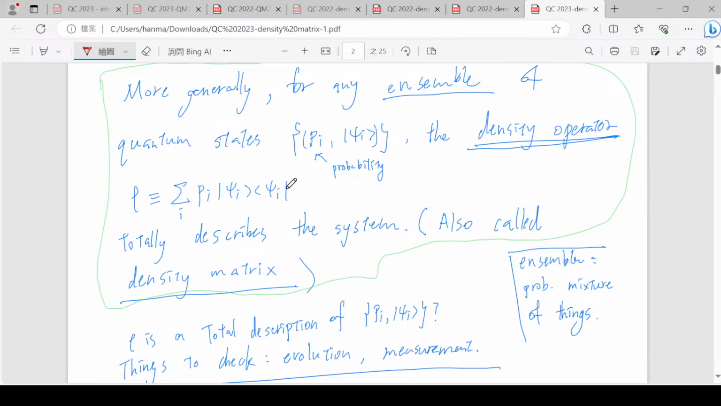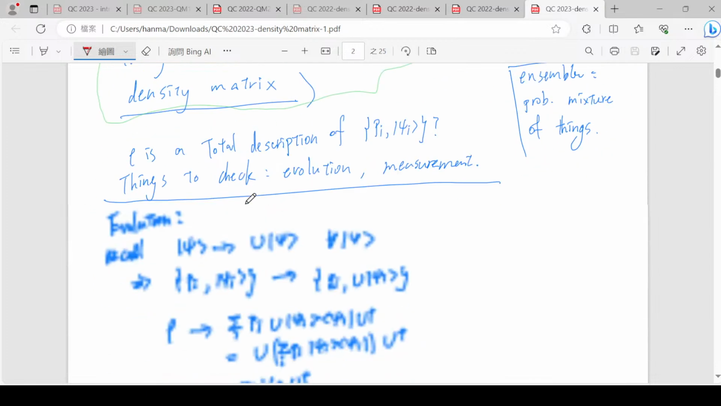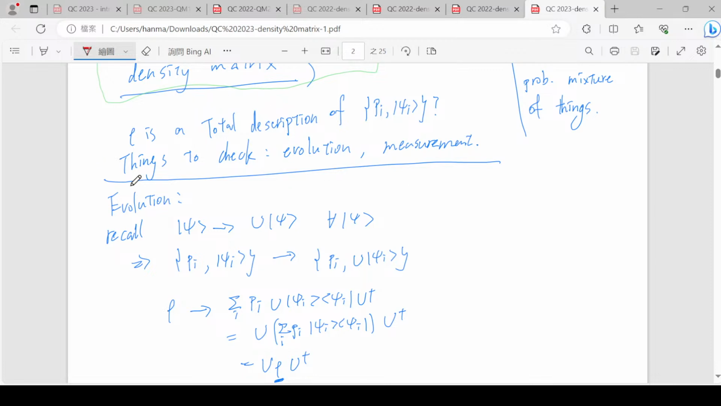The density matrix describes everything we know about this ensemble of quantum states. Every physical measurement you can do on this ensemble will be described by this rho matrix, and you can also describe the evolution of this ensemble by doing evolution on rho. So basically there are two things we need to check: evolution and measurement.